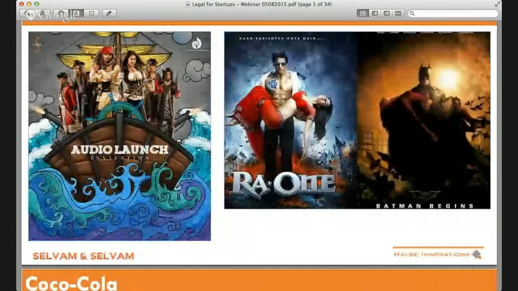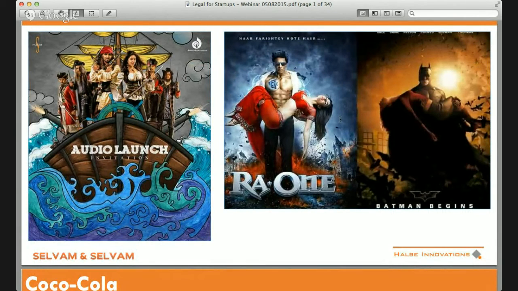Yeah. So you have an image for an audio launch, which you can quite clearly see does not include Johnny Depp as Jack Sparrow, nor does it have Keira Knightley, but somebody else instead. And on the right as well, you have 2 posters side by side, Batman Begins and Ravan. Well, you come across this all the time.